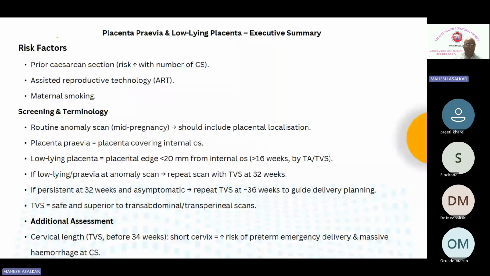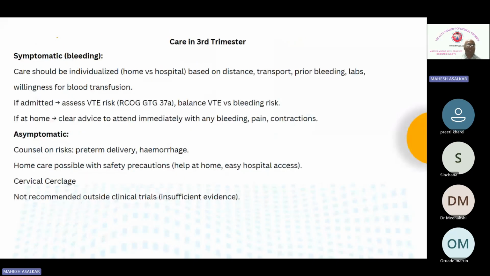Okay, so you can do the TVS before 34 weeks, and if you find a short cervix, the short cervix is associated with an increased risk of preterm emergency delivery and massive hemorrhage at cesarean section. So a short cervix before 34 weeks in placenta previa is associated with an increased risk of preterm emergency delivery and massive hemorrhage during cesarean section.